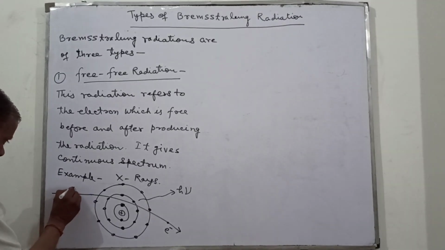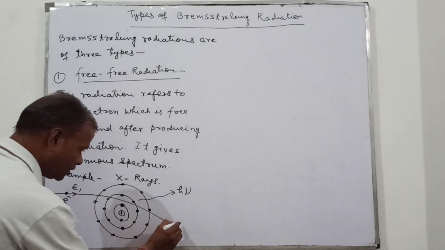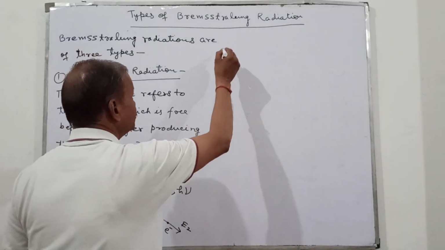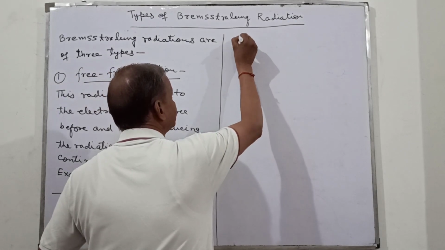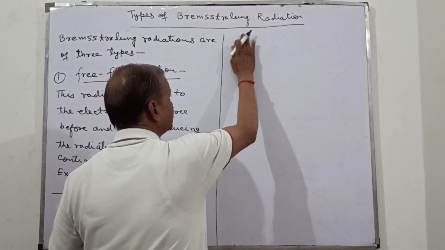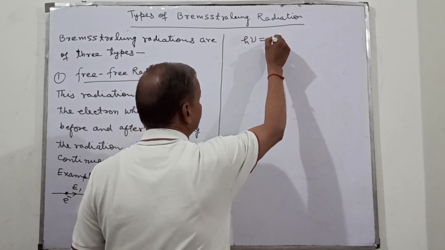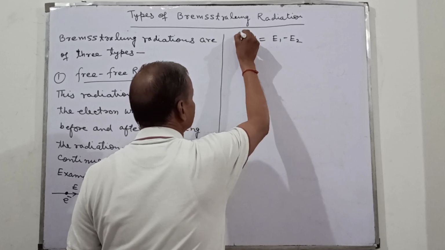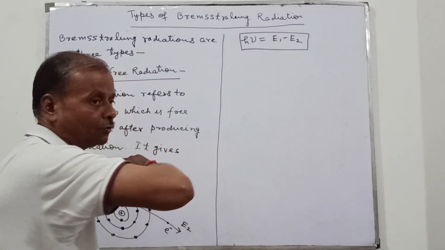So for this kind of radiation, suppose this is energy E1, this is energy E2, then h nu is equal to E1 minus E2. This I have told.